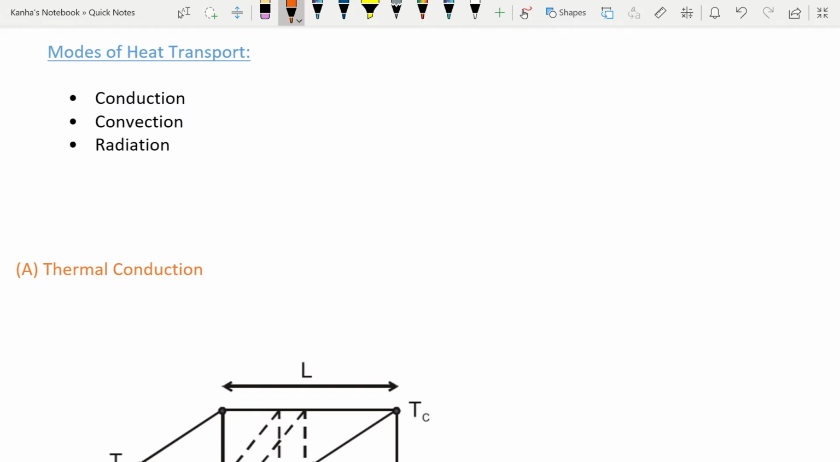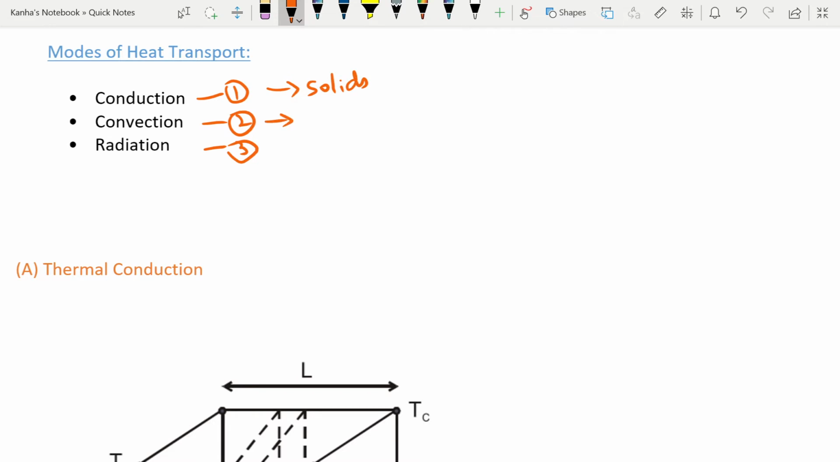In the next section, we talk about the modes of heat transport. Heat is a form of energy and it transfers from a body at a higher temperature to a body at a lower temperature. This can take place through three processes. One is conduction, another is convection, the third one is radiation. Conduction is a process in which the material takes an active part by molecular action and the energy is passed from one particle to another. Mostly this happens in solids.